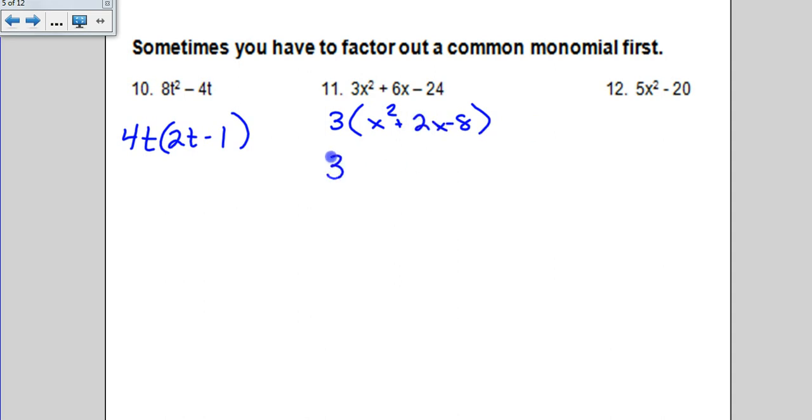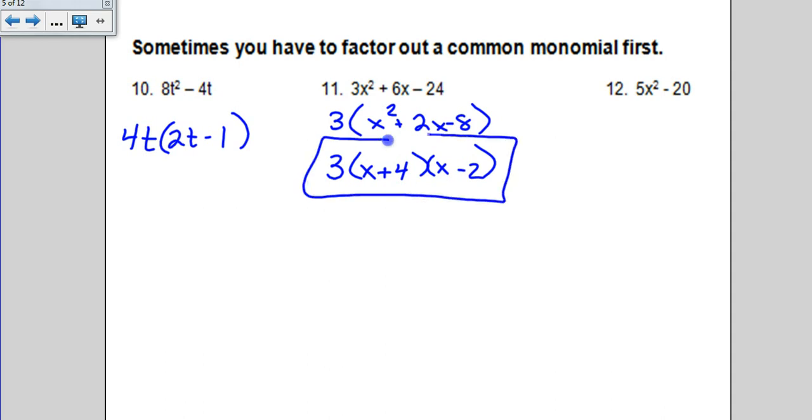So when I look at this second problem, number 11, what's left in the parentheses can now be easily factored using one of those diamond problems. So what multiplies to a negative 8 but adds up to a positive 2? I'm thinking a plus 4 and a minus 2. So now this answer right here is your full factorization. If you never factored out that common 3 at any point in the problem, you're technically not factored all the way, and I could not count you correct.